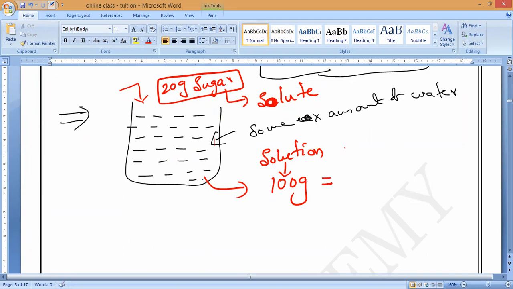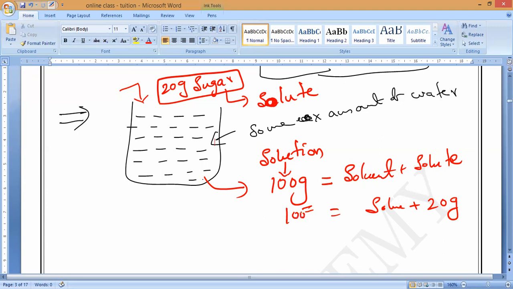Now Prados will come and ask Darun, in how much water did you dissolve 20 grams of sugar? After dissolving the sugar, the total mass is 100 grams. So he is asking how much solvent he has taken. So solvent plus solute, we know. Solvent plus 20 grams of solute is equal to 100 grams.